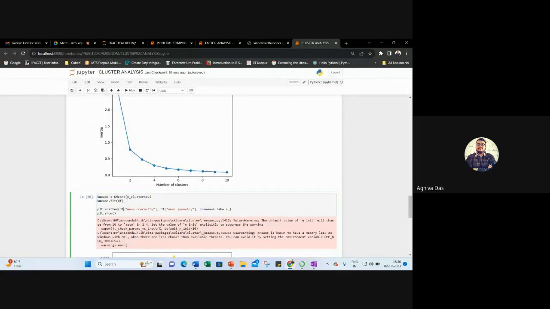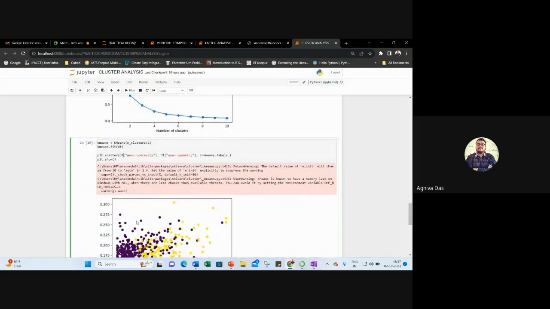But here I could have done it for all particular columns. But I'm not doing it for all columns because there are 30 odd columns here. So because it is a 2D figure, I am picking out two columns. One is mean concavity, and one is mean symmetry.